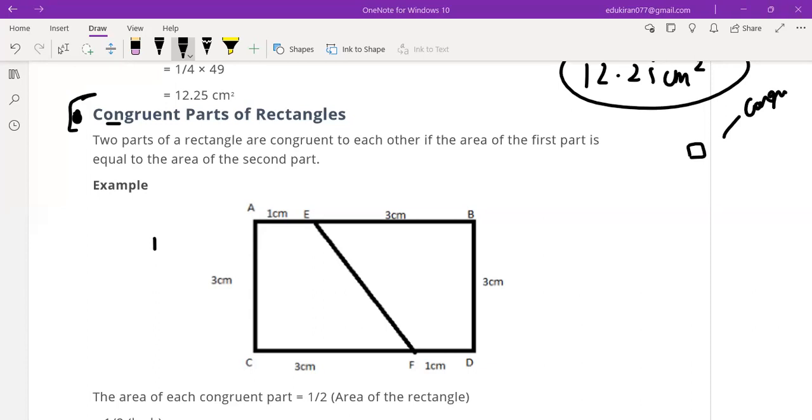Ma'am, I don't get it. You said we have to find the area, right? And then you said we have to add 3 plus 1. I don't get it. To find the length, we have to do 3 plus 1. This is the entire length, no? This side is the length, and breadth is already given, 3 centimeters. Okay.